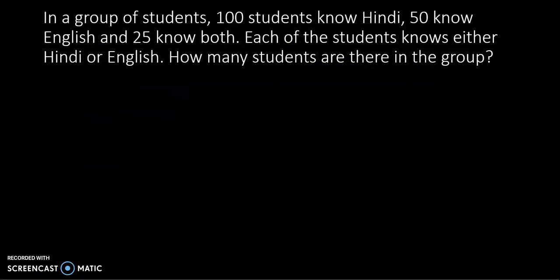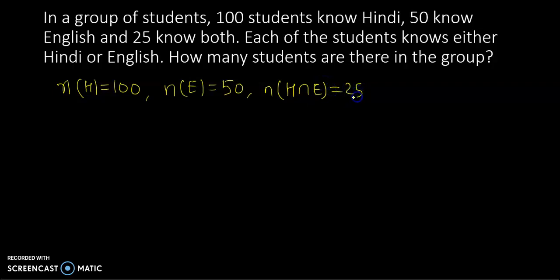Let's see another example. In a group of 100 students who know Hindi, I am not sure whether the question is correct or not. So there are, I think, 100 students who know Hindi. Fair enough. So I'm going to write the number of students who know Hindi is 100. Then it's been given that 50 know English, so the number of students knowing English is 50. And 25 know both. That means 25 students know Hindi and English both.